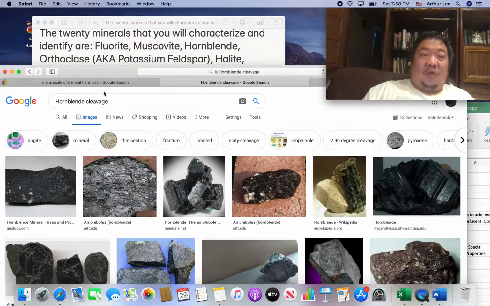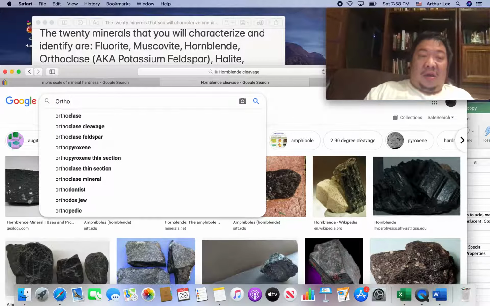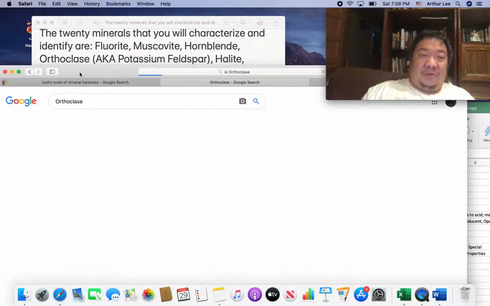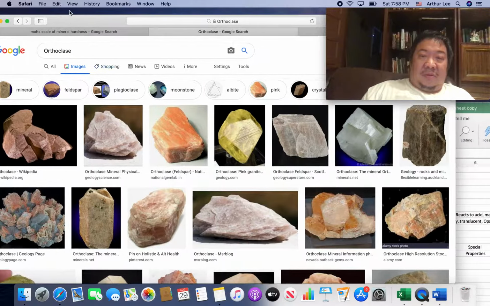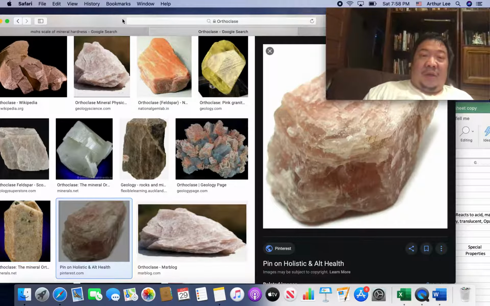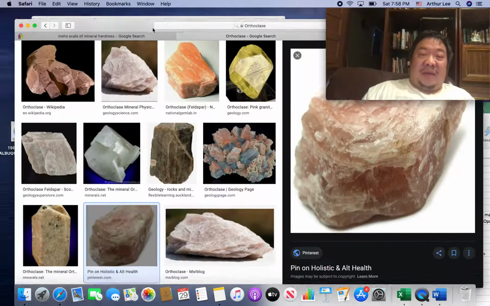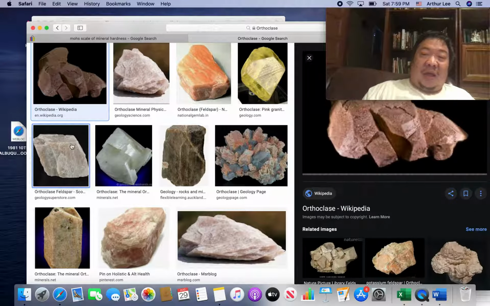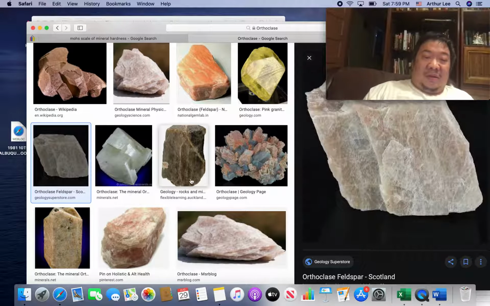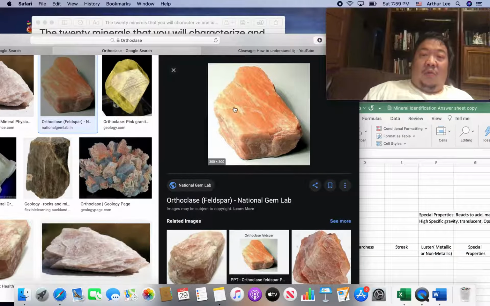Next mineral we're going to look at is orthoclase, also called potassium feldspar. Now this one, you can use color to identify. It comes in different shades of pink, but it could be dark pink or light pink or medium pink. But potassium feldspar or orthoclase will always scratch glass. Is it opaque or translucent? It's opaque. Orthoclase is opaque.